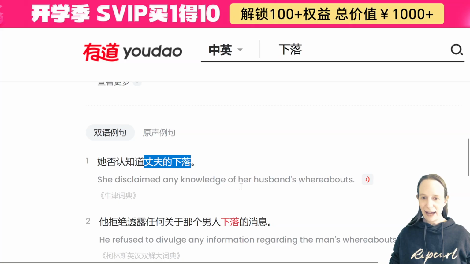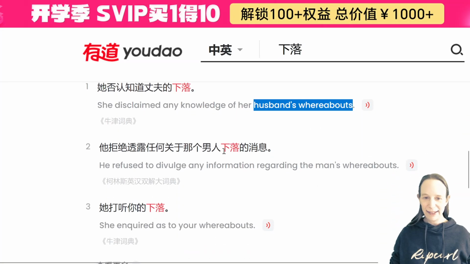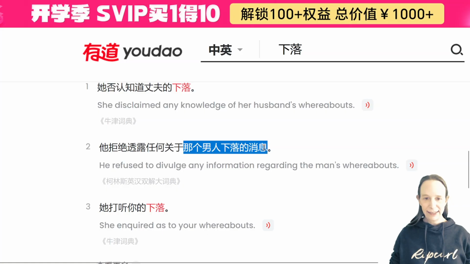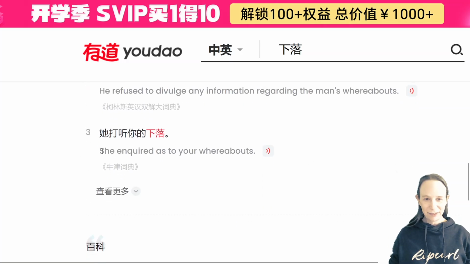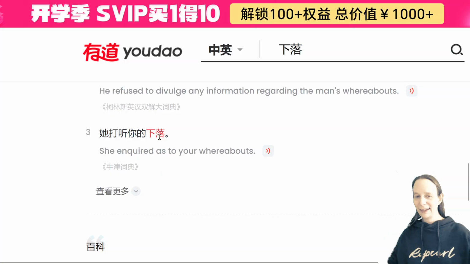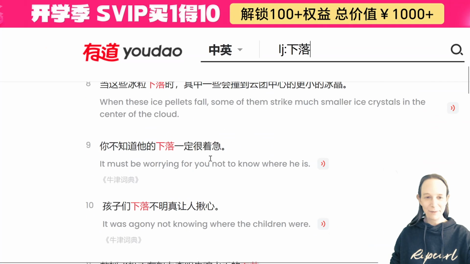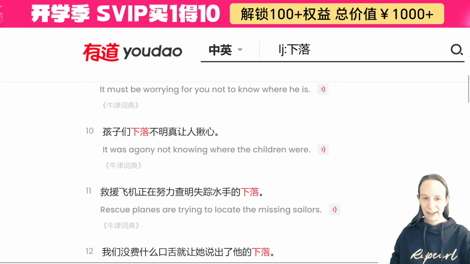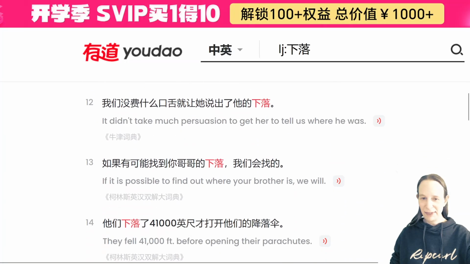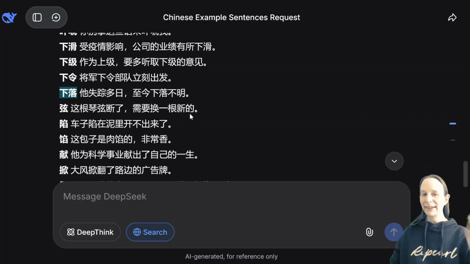Okay, 丈夫的下落, husband's whereabouts. 那个男人下落的消息, the information regarding the whereabouts of that guy. 打听你的下落. Oh, okay, so she asked about your whereabouts. Seems a little suspicious. So most of the time it means whereabouts. All right.